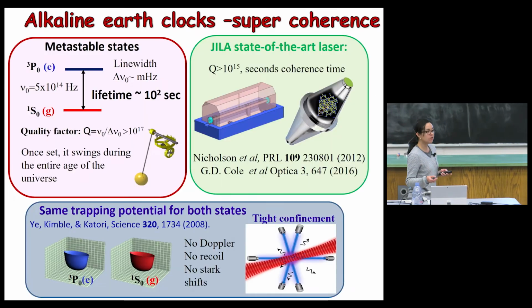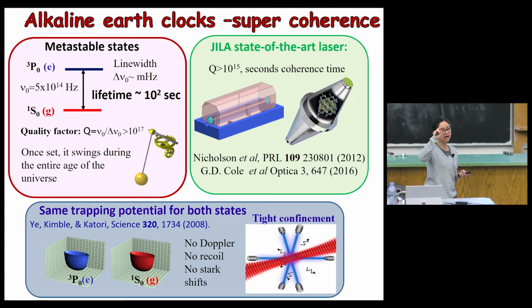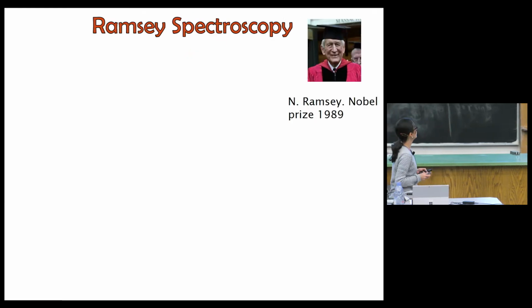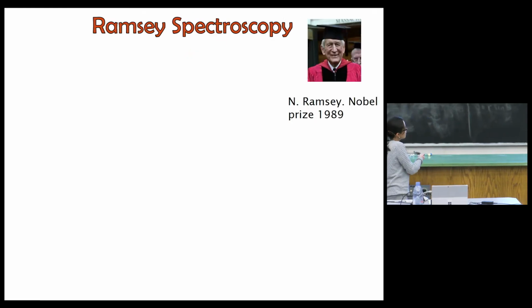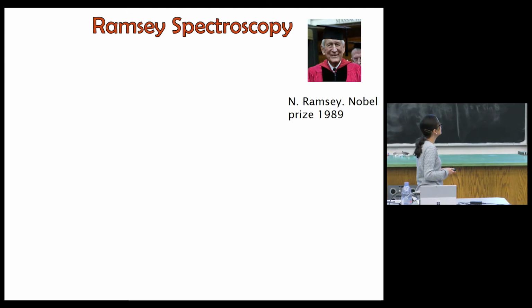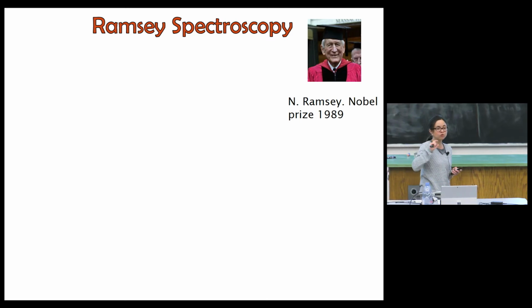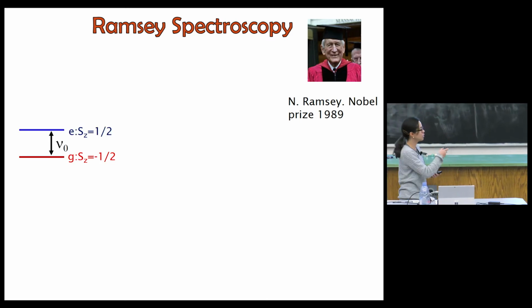Okay, so now let me go back to the feedback loop. Remember that we have the laser, we have the atoms, but we need to lock the laser to the atoms. And this feedback loop was proposed by Norm Ramsey. He got the Nobel Prize in 1989, and it's called Ramsey spectroscopy. And for that, we have to go back to quantum mechanics and imagine a two-level system.